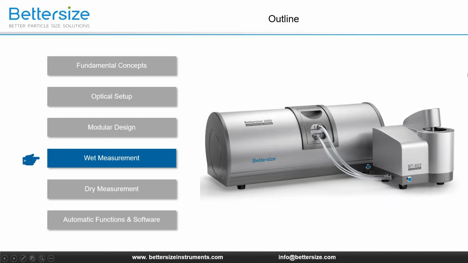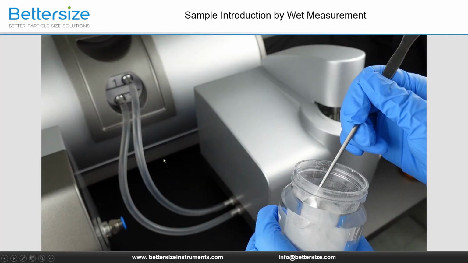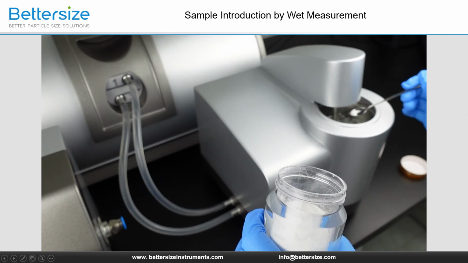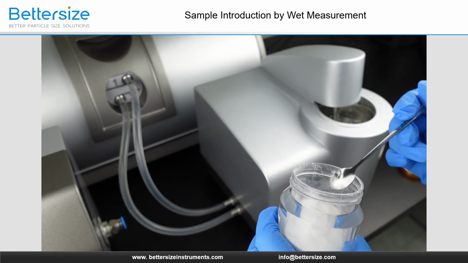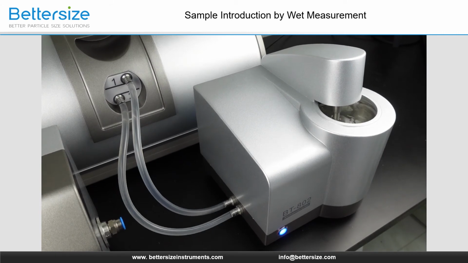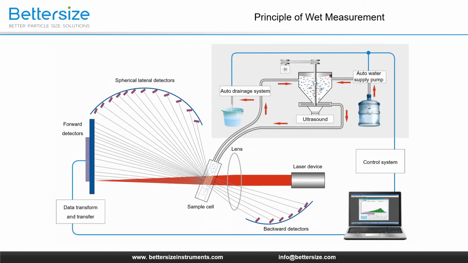Now, I'm going to explain how the Betasizer 2600 completes a wet measurement and some important notes that you should know. When performing a wet measurement, the first step is to introduce the sample into the dispersion module. Add a small amount of sample a few times by yourself, and the analyzer will take over the rest of the work.